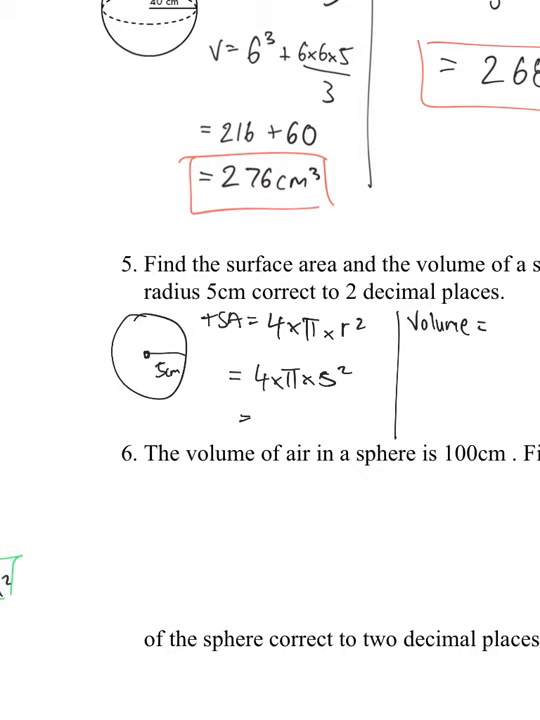Cool, so 4 times pi times 5 squared equals 314.16 centimetres squared.